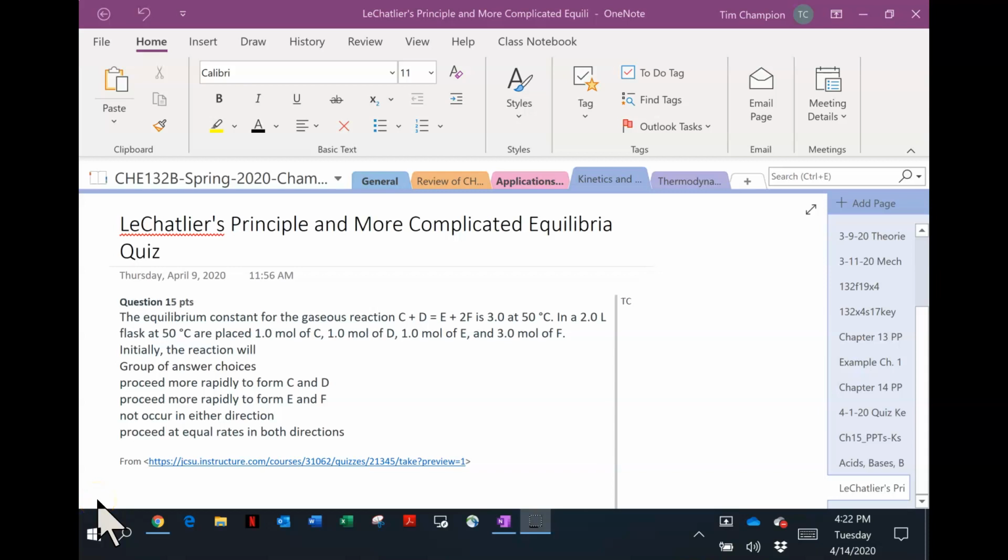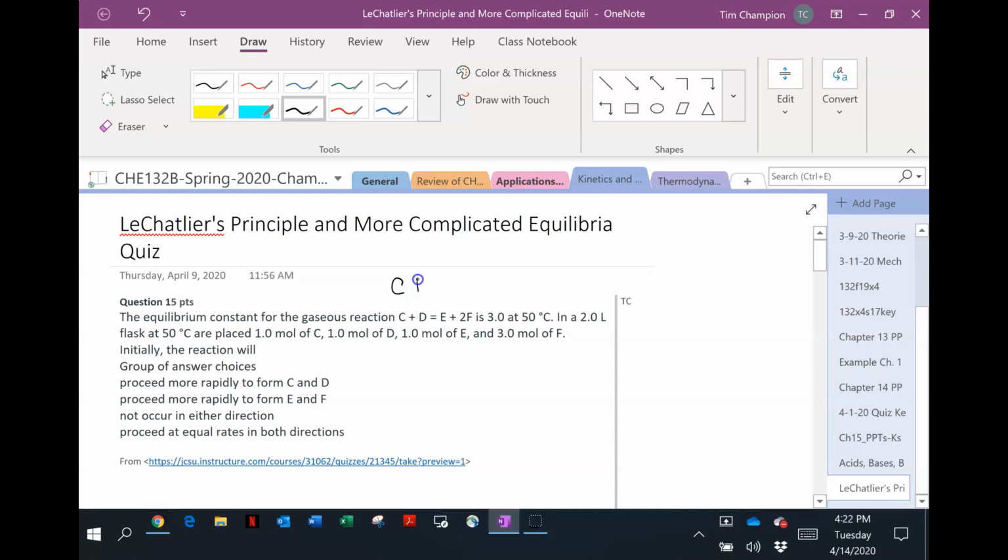Hi there. We're going to go over the quiz that we had on Le Chatelier's principle and what we call more complicated equilibria problems. So let's just get going on that. So we have an equilibrium here: C plus D is in equilibrium with E plus 2F.